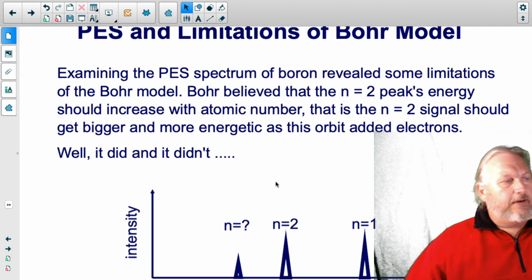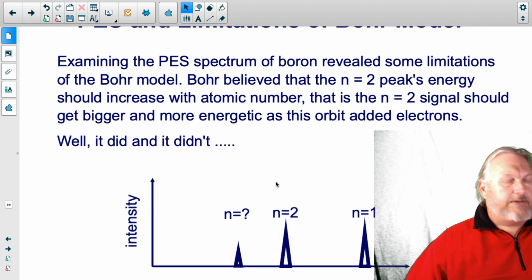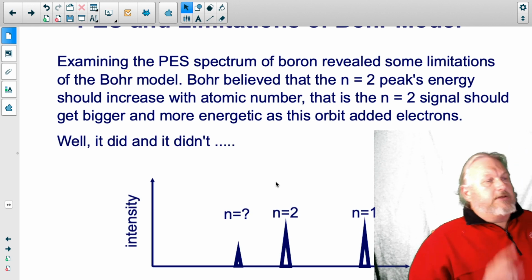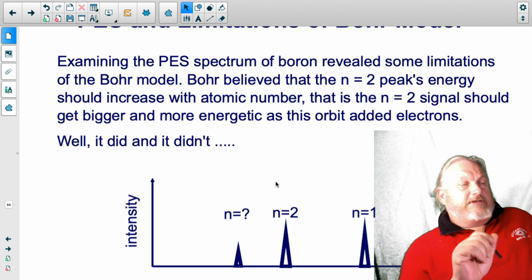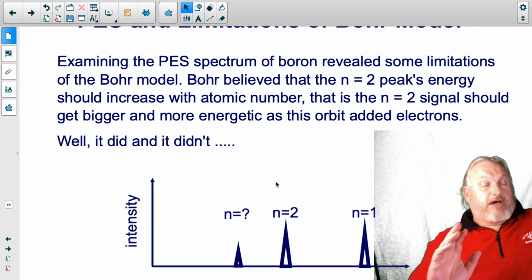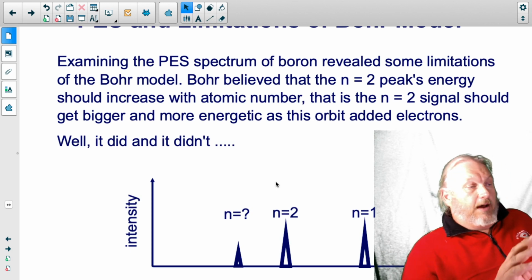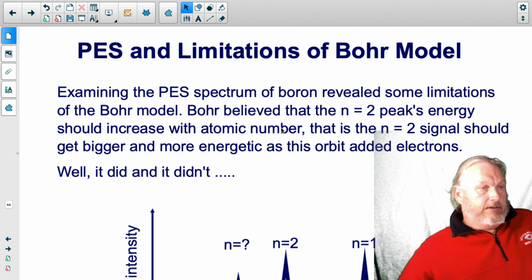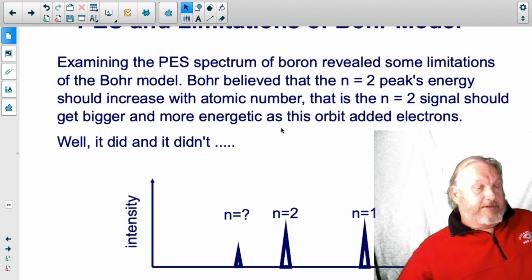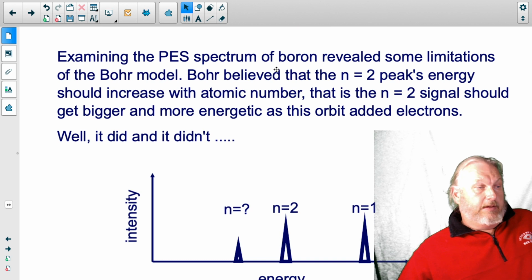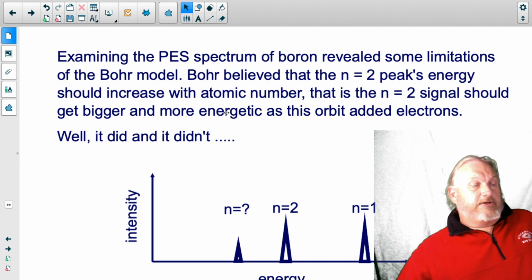So, if we look at the PES spectrum of boron, it reveals some limitations of the Bohr model. So Bohr believed that the N2 peak's energy should increase with atomic number. Now boron is just a little bit bigger, right? The N2 peak's energy should increase with atomic number. That is, the N2 signal should get bigger and more energetic as this orbit added electrons.